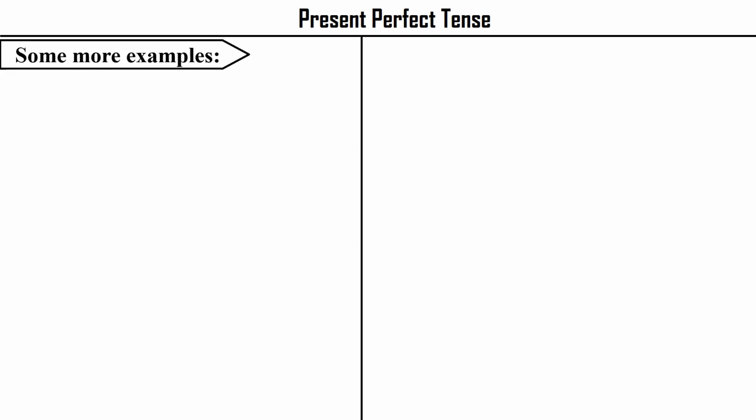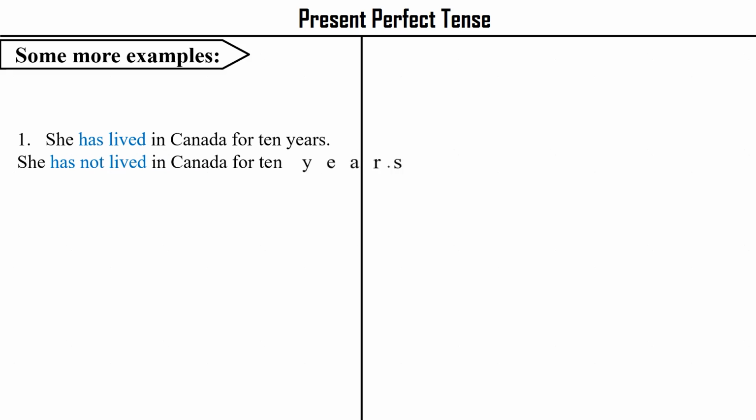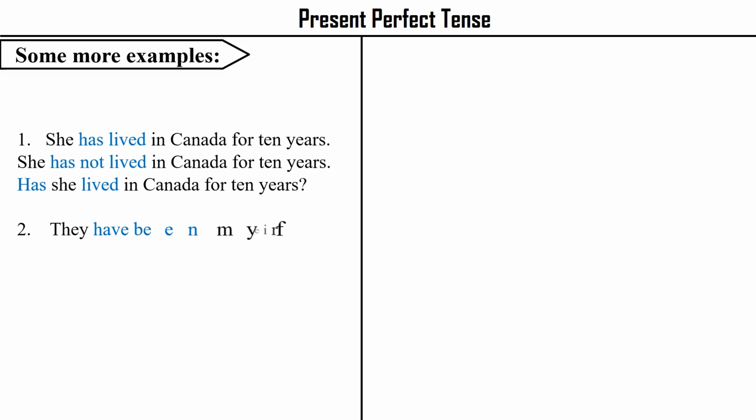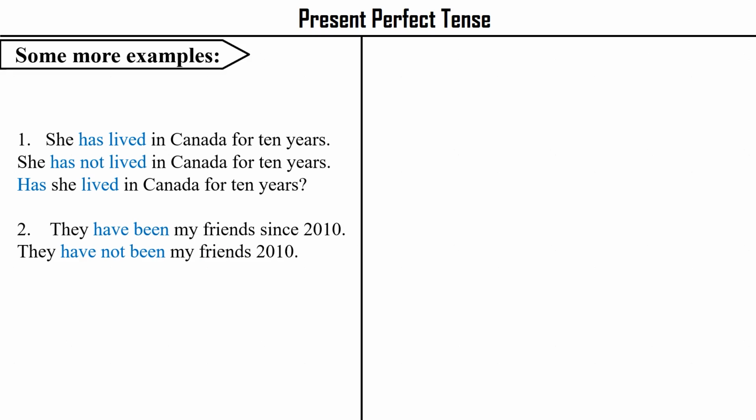Some more examples in the present perfect tense. She has lived in Canada for 10 years is the positive form. She has not lived in Canada for 10 years is the negative form. And has she lived in Canada for 10 years? The interrogative form. They have been my friends since 2010, the positive form. They have not been my friends since 2010, the negative form. Have they been my friends since 2010 is the interrogative form.